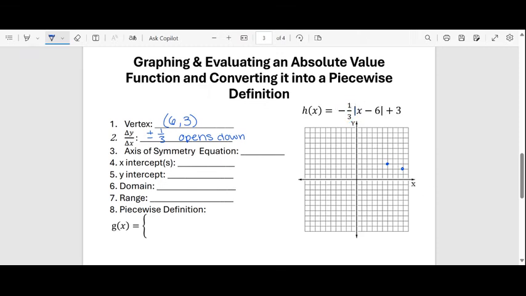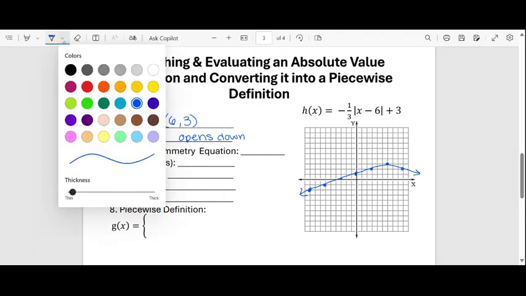So to make this a mirror image, I'll have to go down 1 to the left 3, because I want a V shape because this is absolute value. You'll keep filling that in until you run out of space. There we go. The left side here has a positive slope, right side has a negative slope. Let's go ahead and write in our axis of symmetry. I'm going to make my line just a tiny bit thicker so it's a little easier to see.